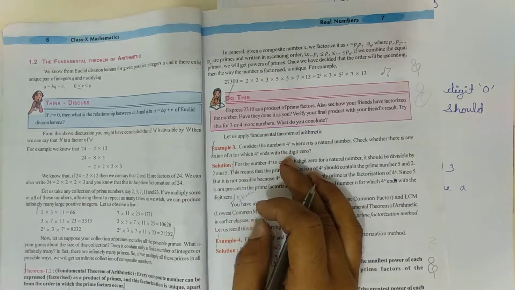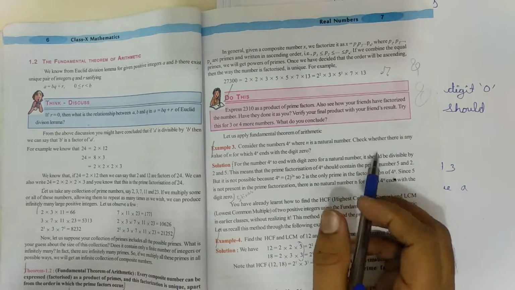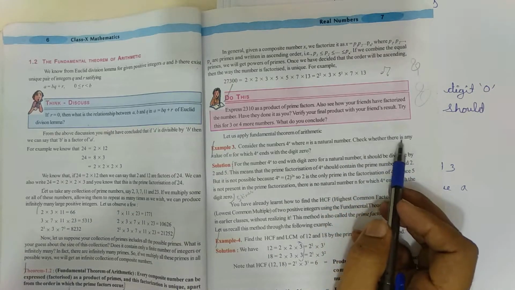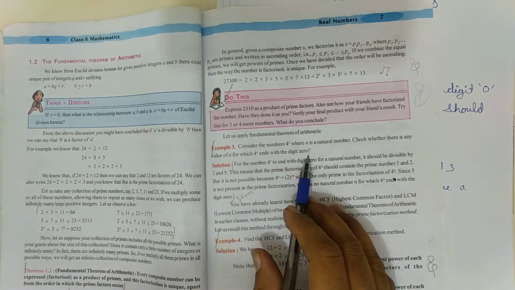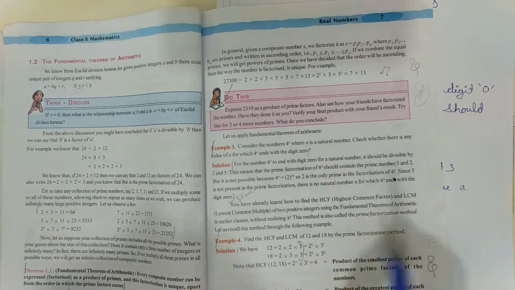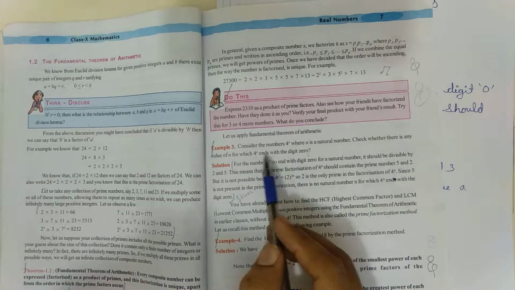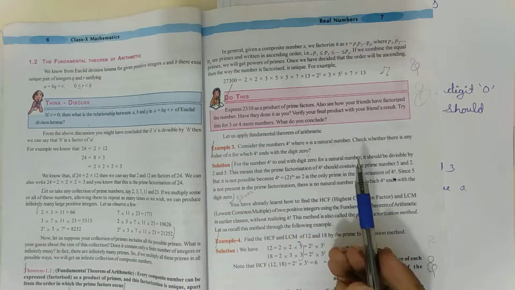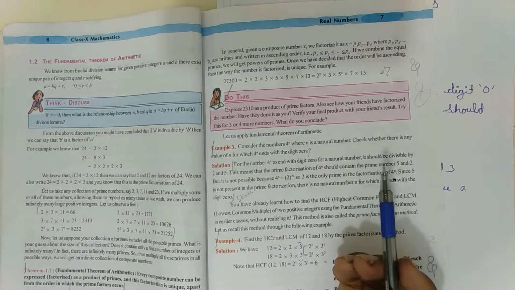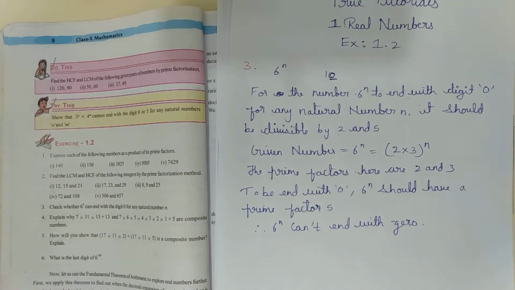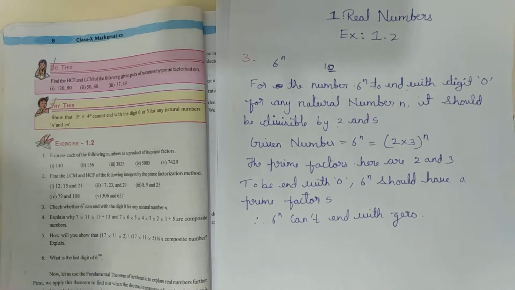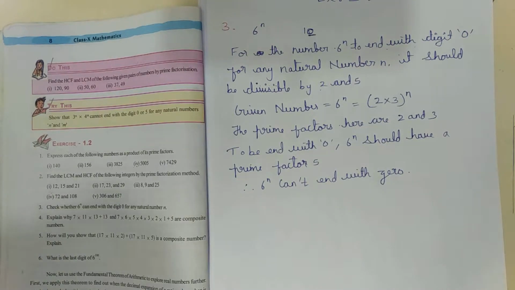Same as this, we have one example. Consider a number 4^n where n is a natural number. Check whether there is a value of n for which 4^n ends with the digit 0. You can do this as homework, practice this. It is the same. The factors of 4 are 2 into 2. Again we do not have 5 in this, so 4^n cannot end with the digit 0.